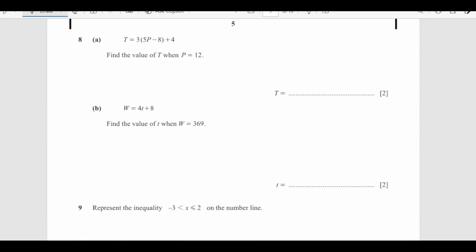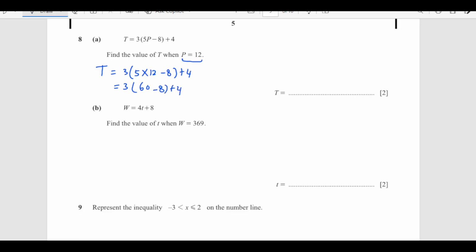Now number 8, we are given t is 3 into 5p minus 8 plus 4. Find the value of t when p is 12. We are just going to replace the value. So t is 3 into 5 times p. P is now 12, minus 8 plus 4, right? So we have 3 into, now we will use BIDMAS here, 5 times 12 is 60, minus then it is 8 plus 4.